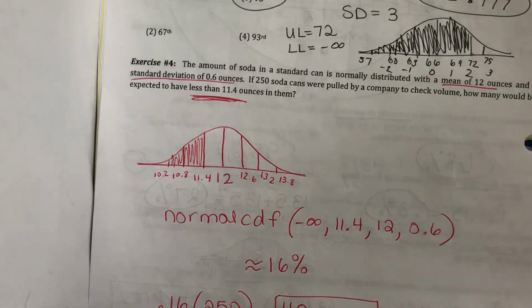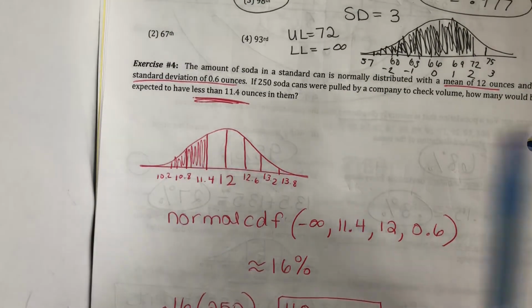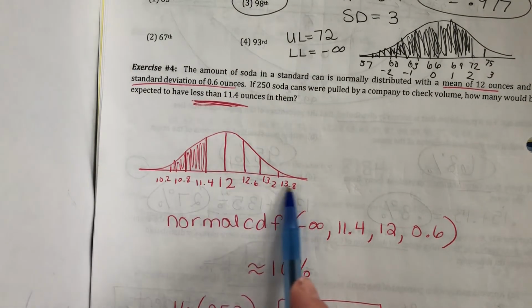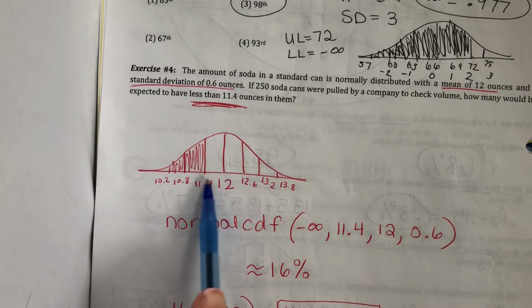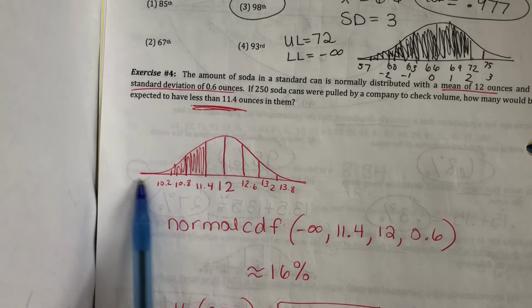Exercise 4. Amount of soda in a can is normally distributed, so automatically I'm thinking normal curve. The mean is 12, right there at the center. Standard deviation is 0.6, so I add 0.6 to go above. I subtract 0.6 to go below. There's 250 soda cans that were pulled by a company to check volume. How many would be expected to have less than 11.4 ounces in them? So if it's less than 11.4 ounces, okay, here's 11.4. We want to know what's going to be less than that, okay?